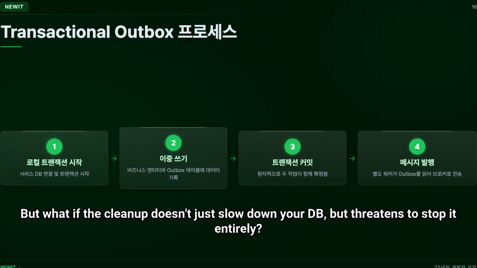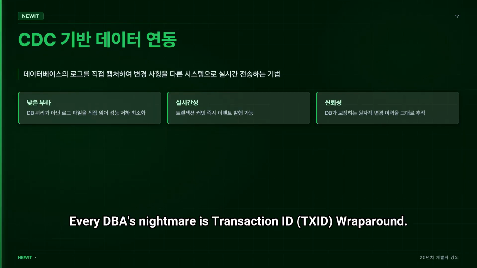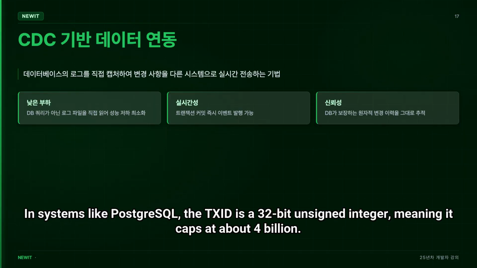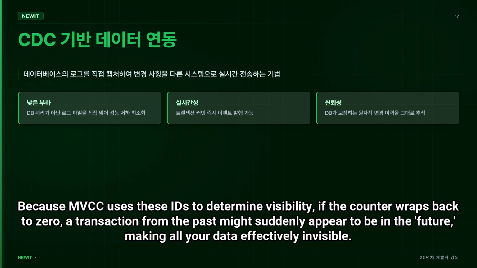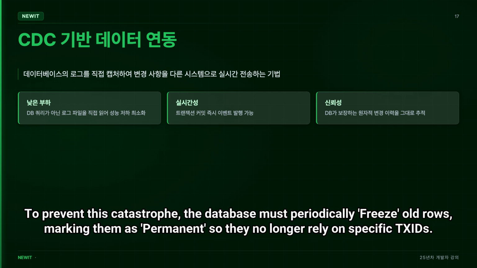But what if the cleanup doesn't just slow down your DB, but threatens to stop it entirely? Every DBA's nightmare is transaction ID, TXID, wraparound. In systems like PostgreSQL, the TXID is a 32-bit unsigned integer, meaning it caps at about 4 billion. Because MVCC uses these IDs to determine visibility, if the counter wraps back to 0, transactions from the past might suddenly appear to be in the future, making all your data effectively invisible.